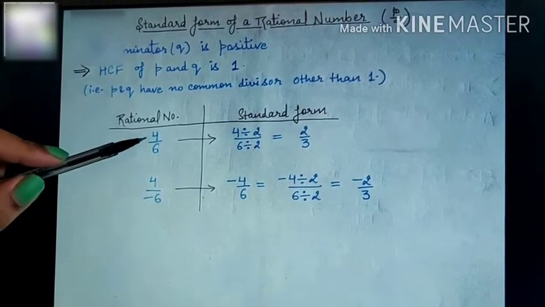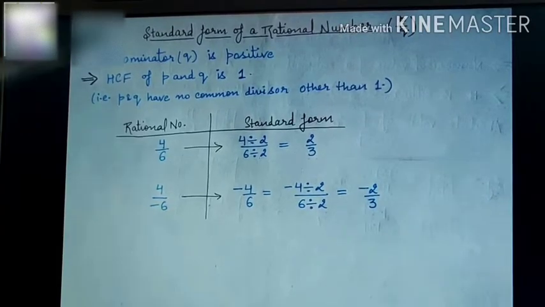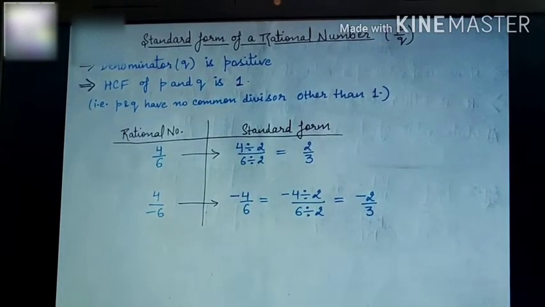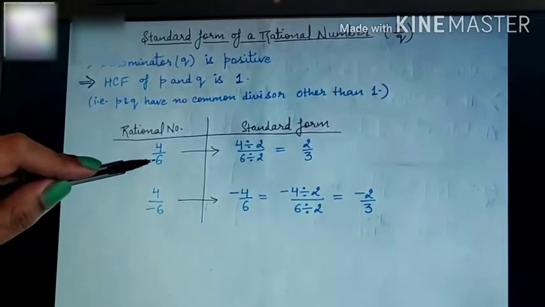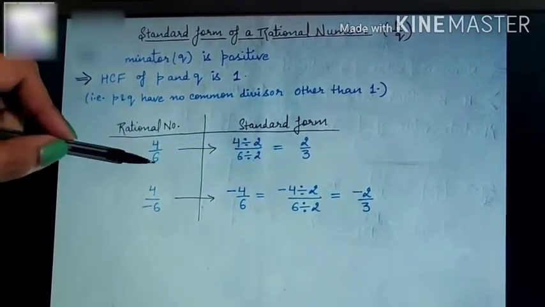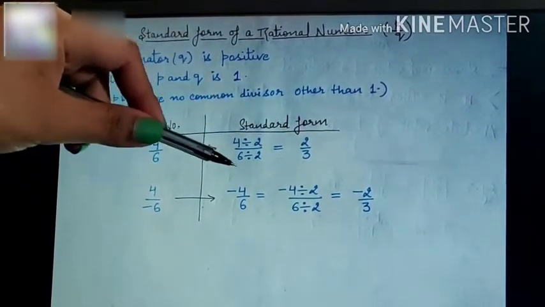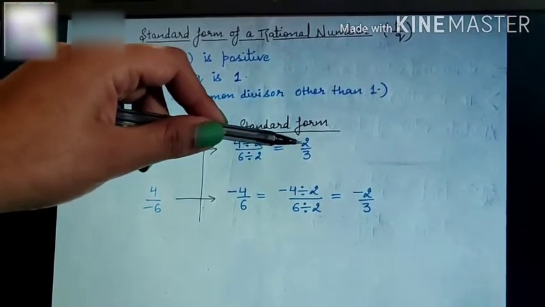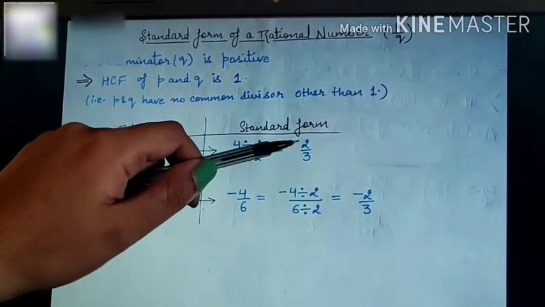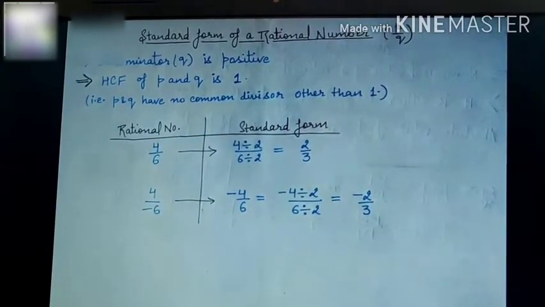For example, this is a rational number 4 by 6. So the denominator is positive, right? 6 is positive. Now we have to keep the HCF of numerator and denominator 1. So the HCF of 4 and 6 is 2. To make it 1, we have to divide it by 2. 4 divided by 2 upon 6 divided by 2. So it will become 4 divided by 2 is 2 upon 6 divided by 2 is 3. So 2 by 3 is the standard form of 4 by 6, because 2 by 3 is divisible only by 1 and no other number. And the denominator is positive.